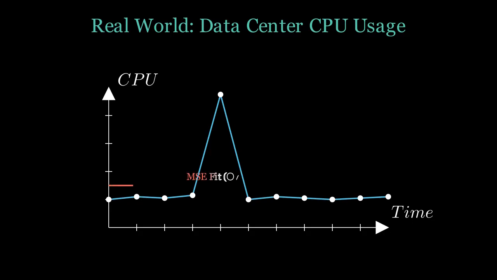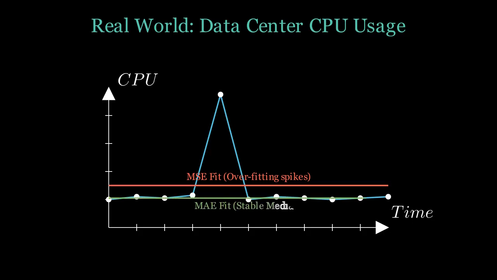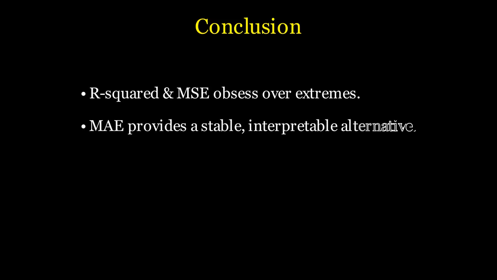In conclusion, while R-squared is a classic staple of statistics, it is not always the best tool for the job, especially in the era of big data where dirty data is common. Mean absolute error provides a stable, interpretable, and robust alternative. It doesn't panic. It remains calm in the face of outliers. Next time you build a model, ask yourself, do I want a model that obsesses over the extremes or one that understands the core of the data?